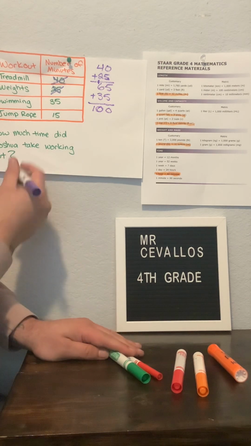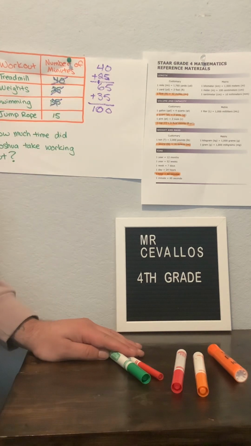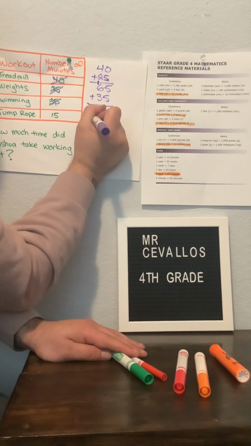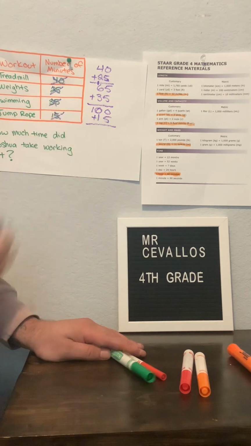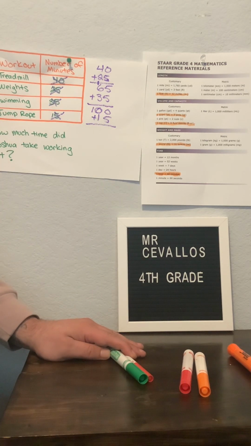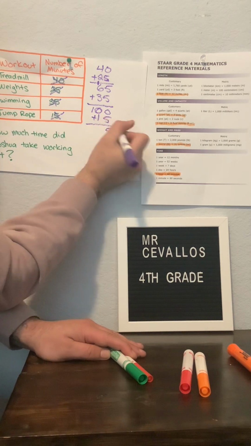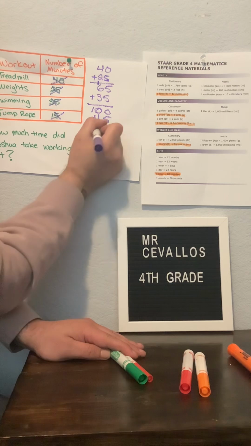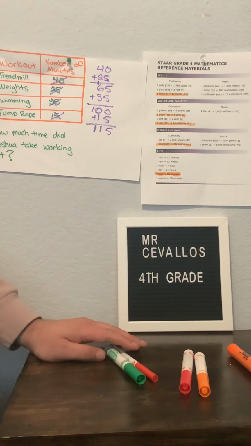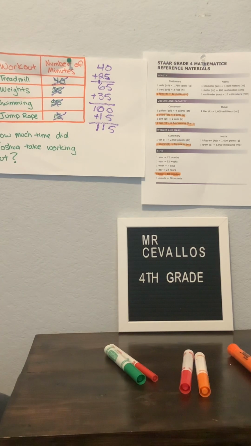Let's keep going. We used swimming. We don't need it. But then he finishes his workout routine with jumping rope, and he does jump rope for 15 minutes. We just used it. Let's do it. 0 plus 5 is 5. 0 plus 1 is 1. And 1 plus nothing is 1. Therefore, we have 115 minutes. Now, we can definitely decompose 115 minutes.